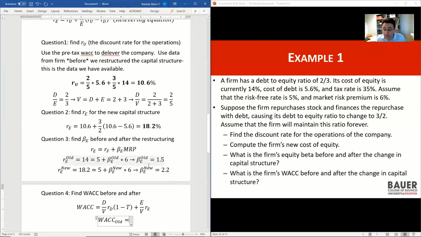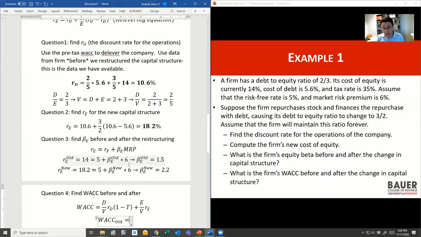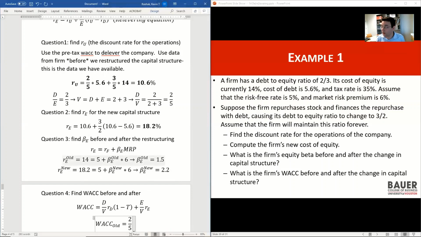So what did the WACC used to be? Well, what was the old debt to value ratio? If we had a debt to equity of 2/3, then it used to be 2/5 debt. We had a 5.6 cost of debt, tax rate of 35%. We had 3/5 of the company in equity, and we were earning a return of 14% on the equity. So you just plug all that into your calculator, you get the WACC used to be about 9.86%. So call it 9.9%.